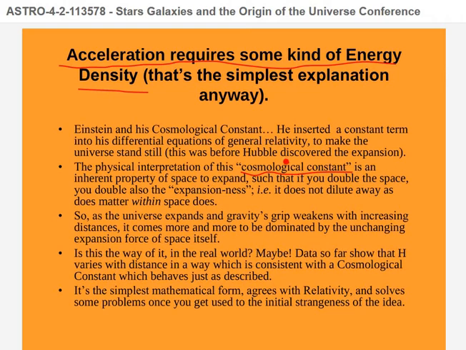Could you imagine being so smart that even your greatest blunder is like 100 years ahead of your time? And I could only dream of that situation.